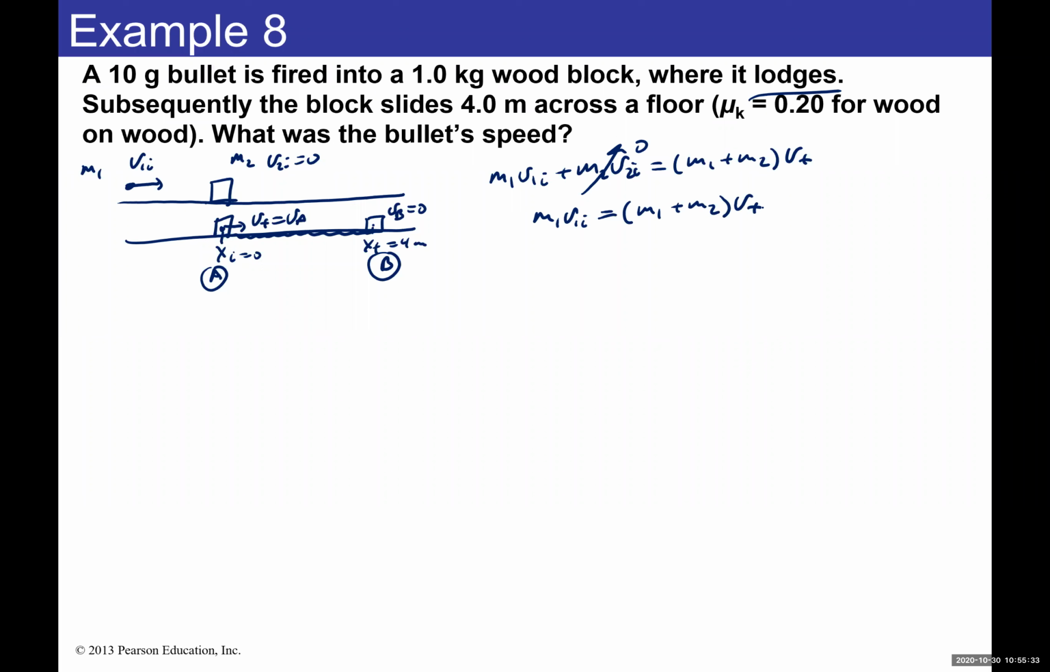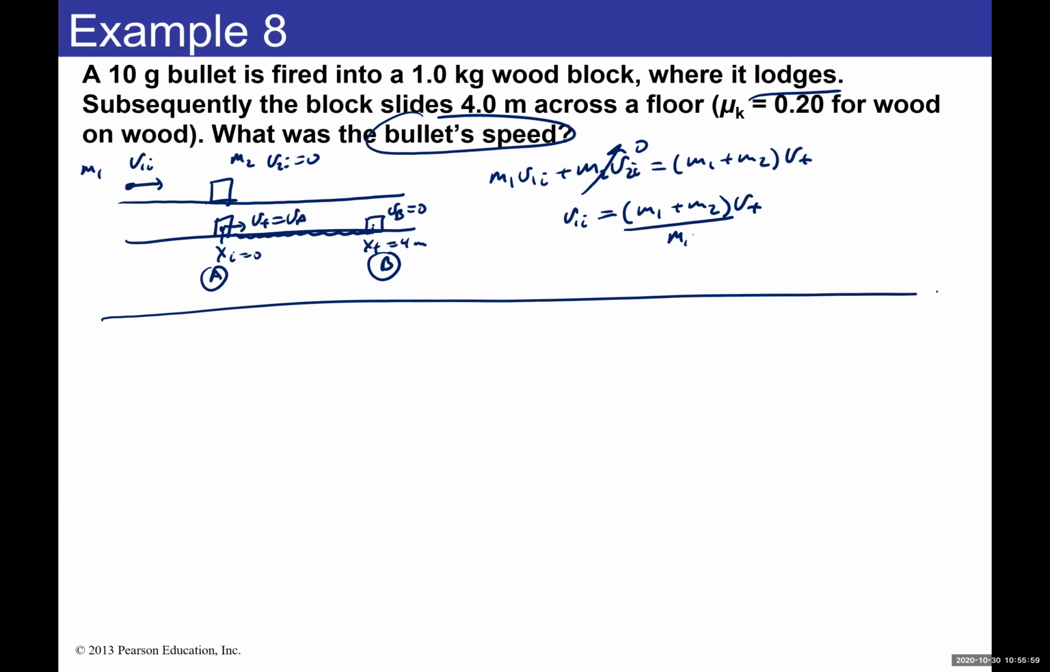The only problem here is, remember, my goal was to find v1 initial. So if I divide by m1, I can solve for v1 initial, because that's what I want, the bullet's initial speed. But I can't, because I don't know what the final velocity after the collision is. So I have two unknowns in that one equation. That means I have to go back and use the other things, Newtonian dynamics and kinematics.